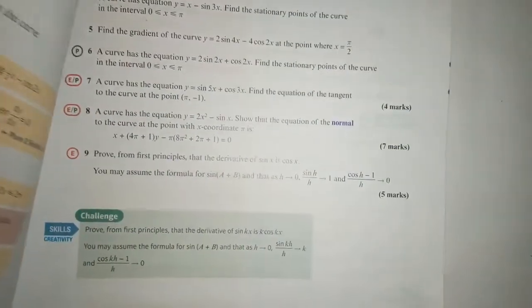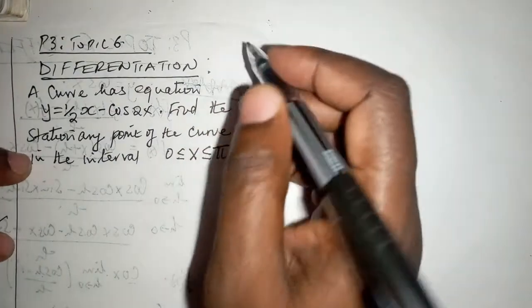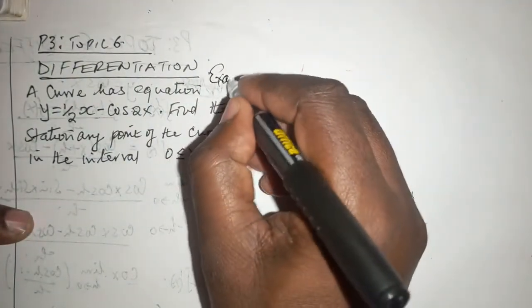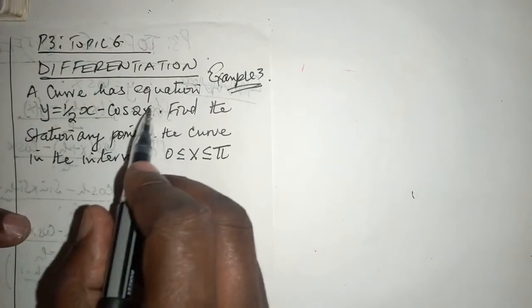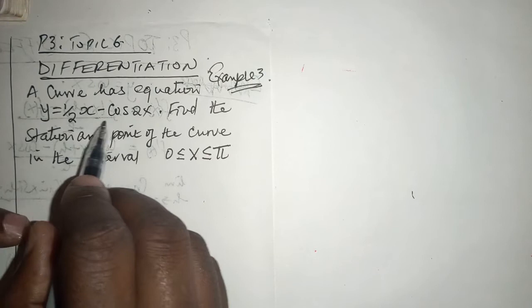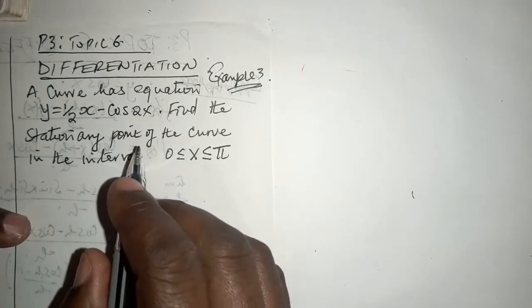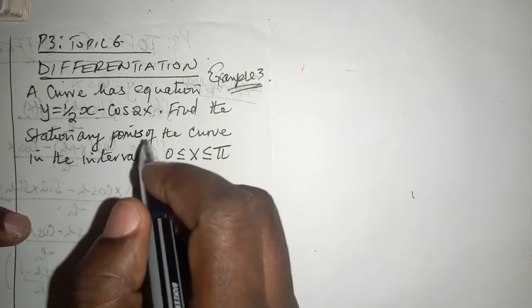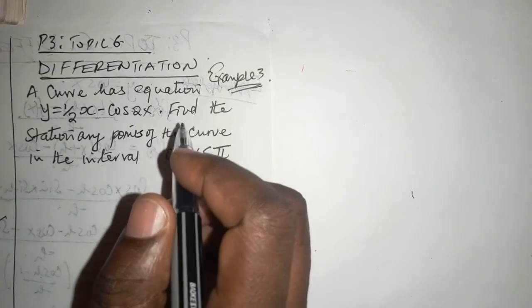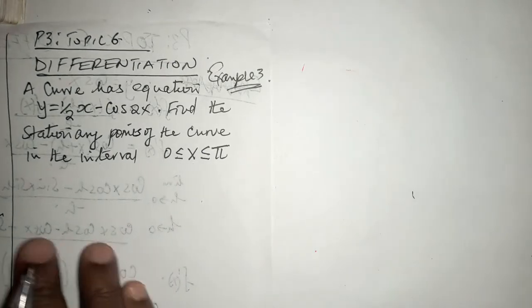And we are going to look at example number 3 in this particular video. Example 3 talks of a curve with equation y equals a half x minus cosine 2x. Find the stationary points of the curve in the interval 0 to pi. We could be having point or points, so let's put that in plural.